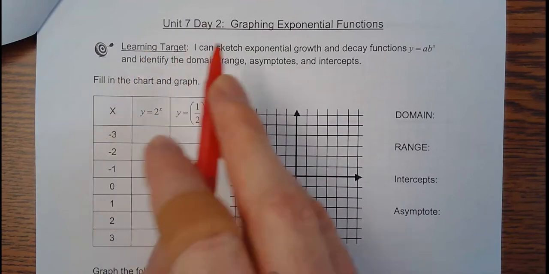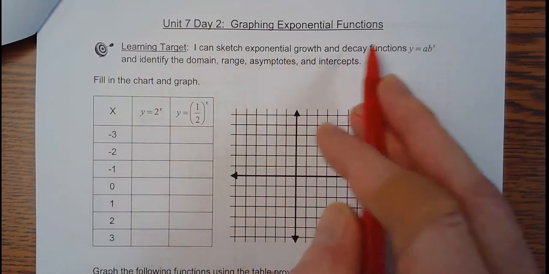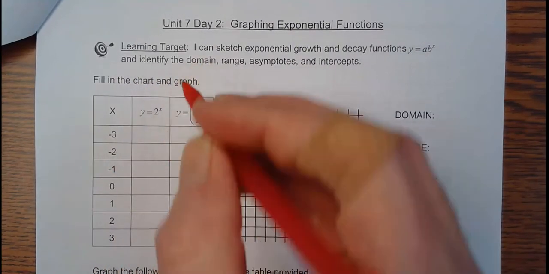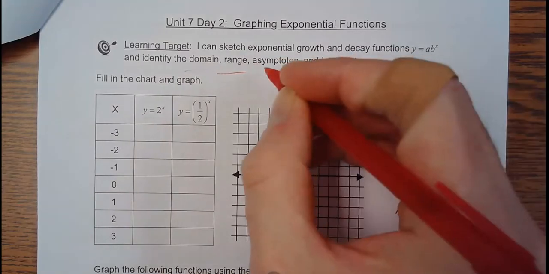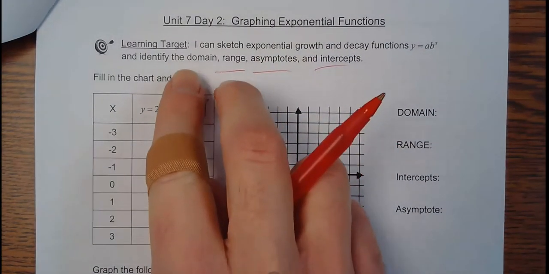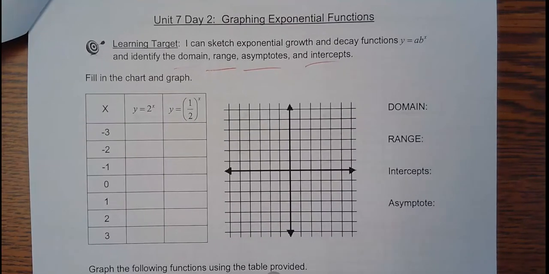I should do my learning target. I didn't say that. I can sketch exponential growth and decay functions, y equals a b to the x. I can identify domain, range, asymptotes, and intercepts. Hopefully domain, range, and intercepts we've heard. I'm not sure we've talked about asymptotes yet, but we'll talk about that in a bit.